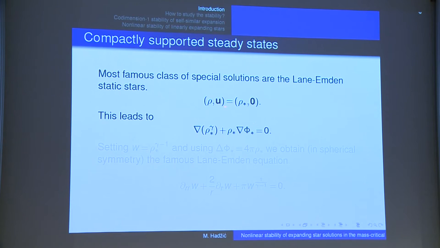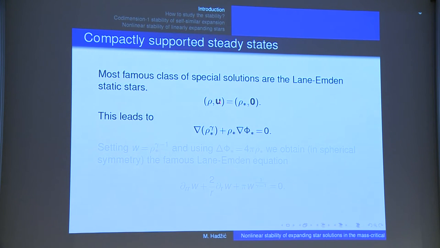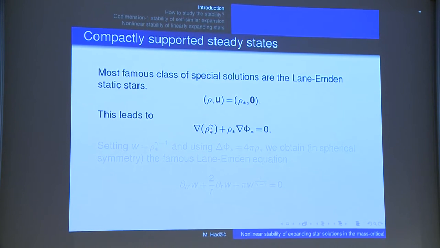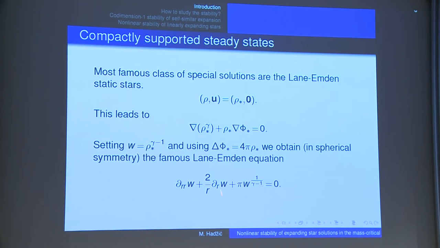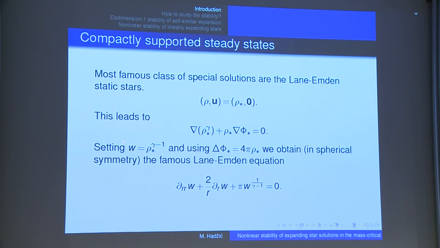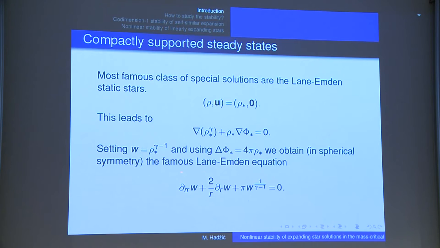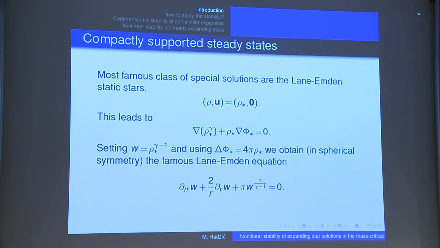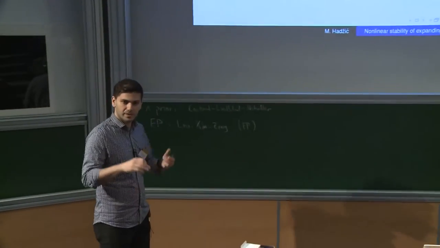So the most famous class of special solutions are the steady states. The way you produce them, you set rho to be only a function of x and u to be 0. So you plug it in, and the whole equation reduces to this statement here, gradient of rho star to the gamma plus rho star gradient phi star equals 0. If you use the fact that this satisfies the Poisson equation, and if you call this object here, the fluid enthalpy, w, then in spherical symmetry, and this is very classical stuff, you will see this in astrophysics textbooks, you reduce the problem to solving this ordinary differential equation. And the key question is, for what powers of gamma can I find a compactly supported solution with finite mass? This is your star.